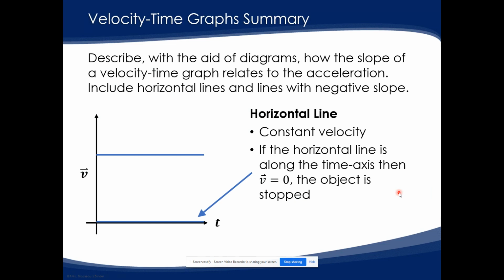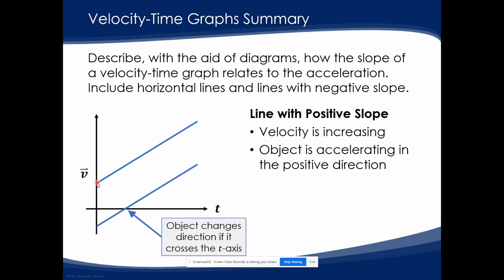So we are going to run through a couple of these diagrams real fast and make sure that we are on the same point of what is happening here. So when we have a horizontal line on a velocity time graph, it means it's a constant velocity, which means that our acceleration is 0. Now, if we have this line on the x-axis, or on our time axis, that means that our velocity is at 0 for that entire time, so that our object is stopped.